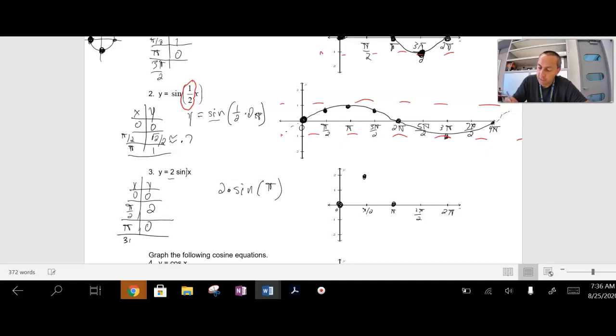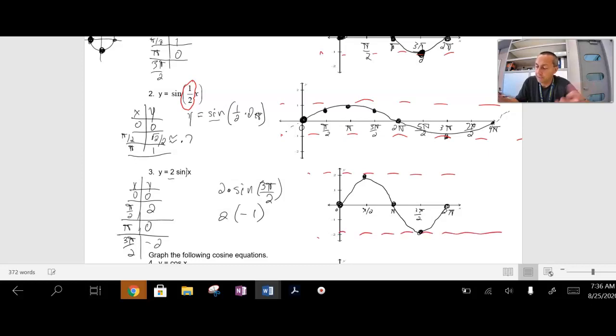If we did 3 pi over 2, the sine of 3 pi over 2 is a -1. So we got 2 times a -1. Drops us down to a -2. And then if we did 2 pi, you're going to end up back at 0. So same type of shape. It's our sine wave graph, but now we got stretched vertically.